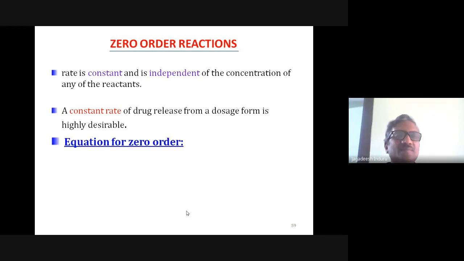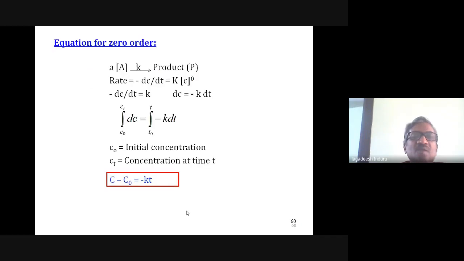A constant rate of drug release from the dosage form is highly desirable in our pharmaceutical dosage forms. We generally target this zero order in our pharmaceutical dosage form manufacture. This is our desired target, but it is very difficult to achieve. It is dependent on some parameters and gives trouble to the pharmacist in inventing a new delivery system with zero order. The equation will generally be asked in the examination: write the equation for zero order and derive it.